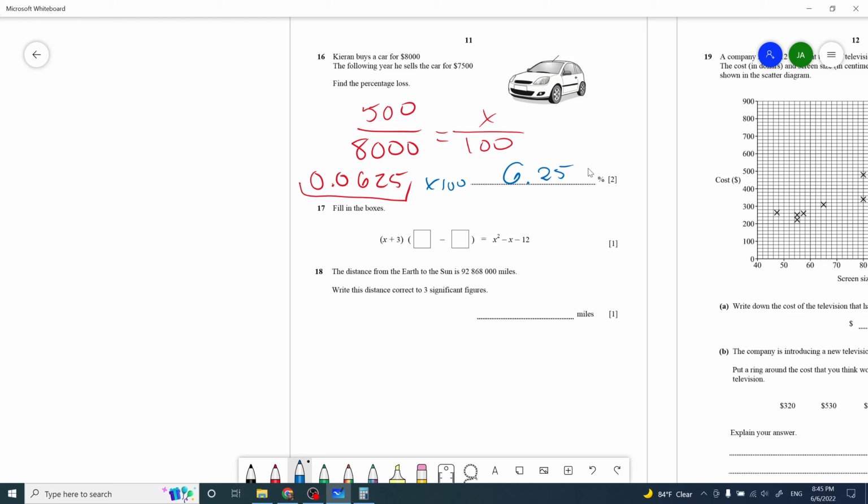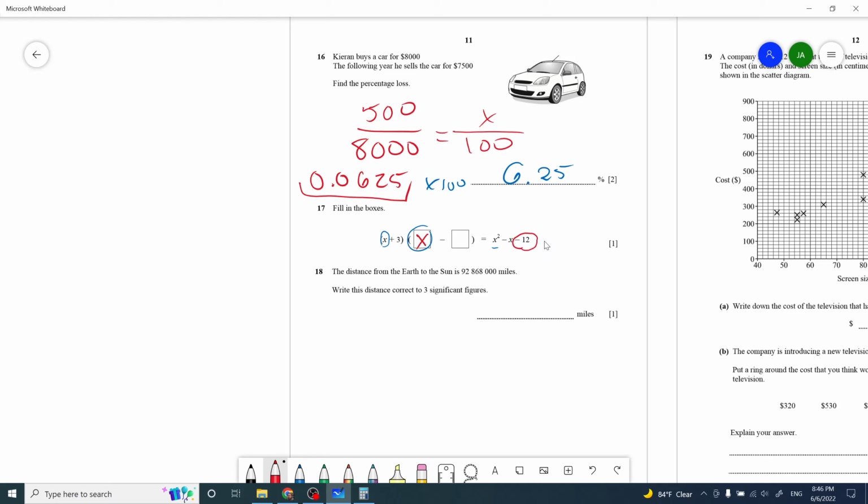Ooh, we have some factorizing quadratics. We need to fill in the boxes here, we need to figure out what to put in here. We have x plus 3 times something in brackets gives us x squared minus x minus 12. The way we do this, the first two numbers, when we multiply them together, are going to give us x squared. So x times x gives us x squared. The tricky part is here.